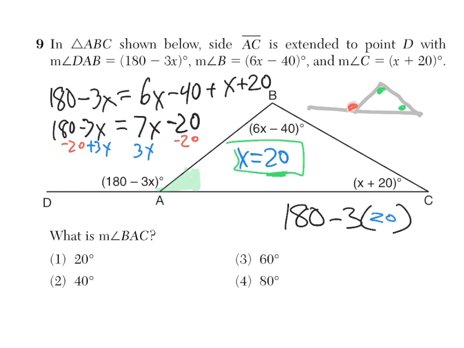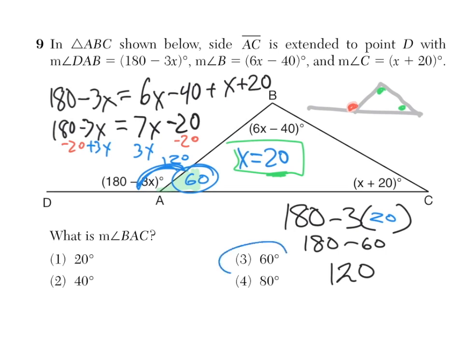What does that give us? Well, 180 minus, and I know that 3 times 20, of course, is going to be 60. So 180 minus 60 is 120. All right. So this angle right here is 120 degrees. I also know that this is a linear pair, so that means that angle BAC is 60 because 60 plus 120 gives us 180. All right. So this is our answer. So the correct answer is option number 3.